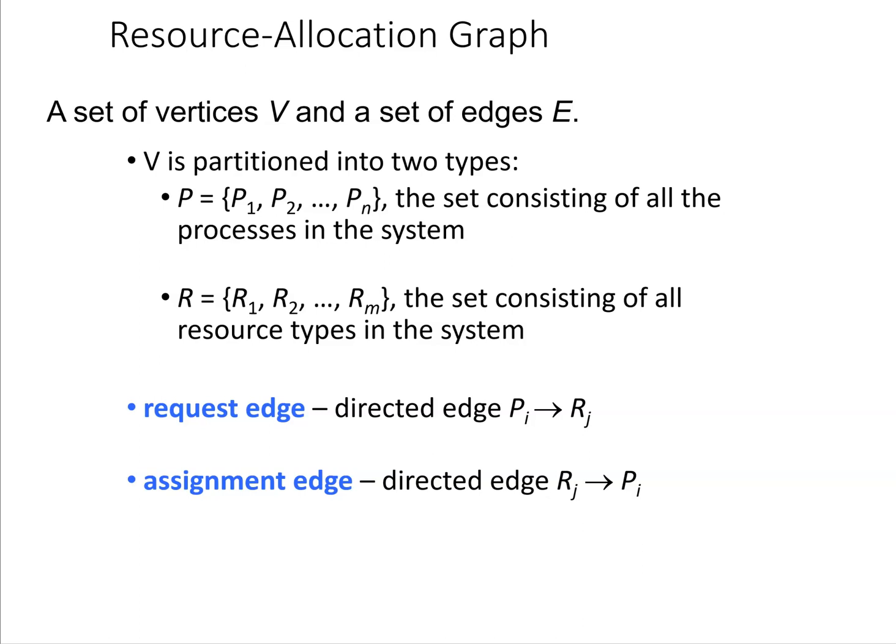For further discussions, we're going to talk about resource allocation graphs. Let's consider a set of vertices and a set of edges, and the vertices are partitioned into 2 types. P is the set consisting of all the processes, and R is the set of all resources. We're going to have a request edge, which is a directed edge from Pi to Rj, and an assignment edge, a directed edge from Rj to Pi, basically showing us who owns what.